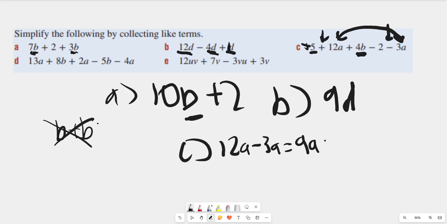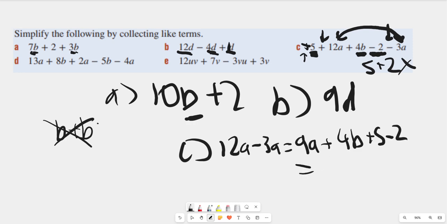4b, well, you can't simplify this 4b, right? It's not simplifiable, there's no other b's here. And then you've got 5 and minus 2. And again, this is minus 2, this is not 2. If you do 5 plus 2, this is incorrect, okay? It does not equal 7. It's 5 and minus 2. So plus 5, the imaginary plus 5, minus 2. So 5 minus 2 is 3, so that is going to be your final answer. Okay, 9a plus 4b minus 3.